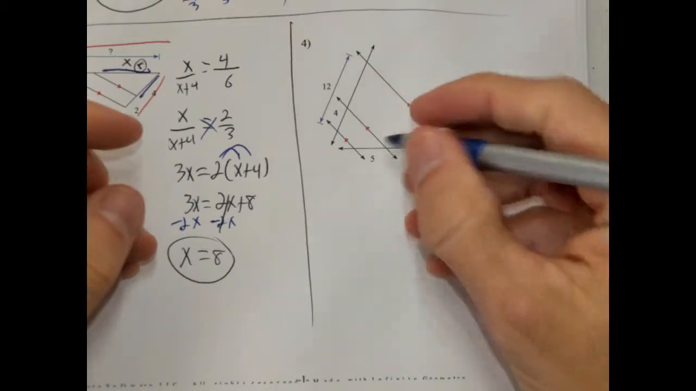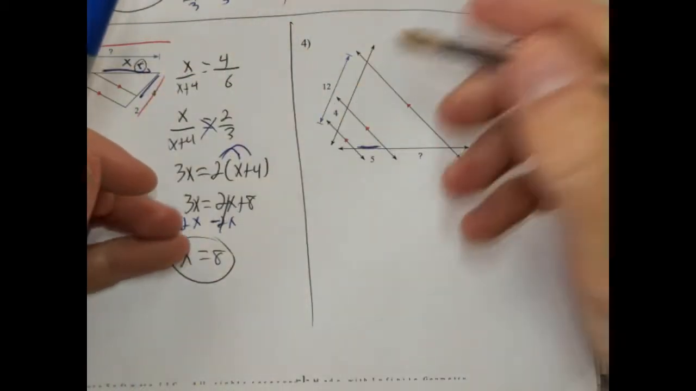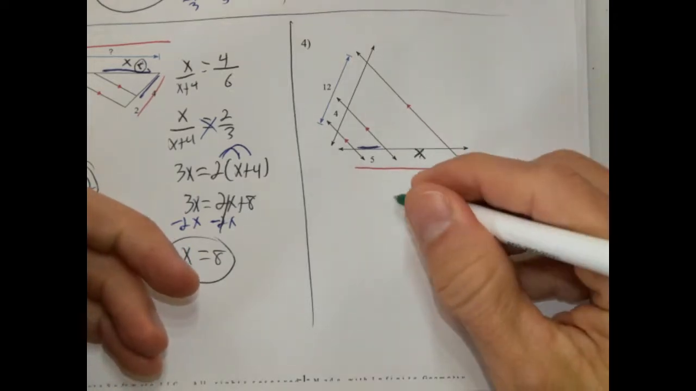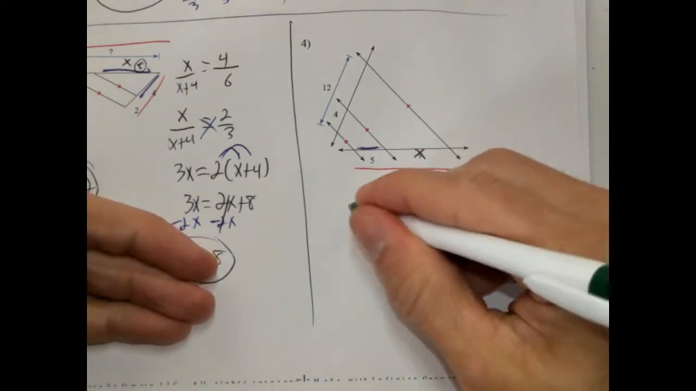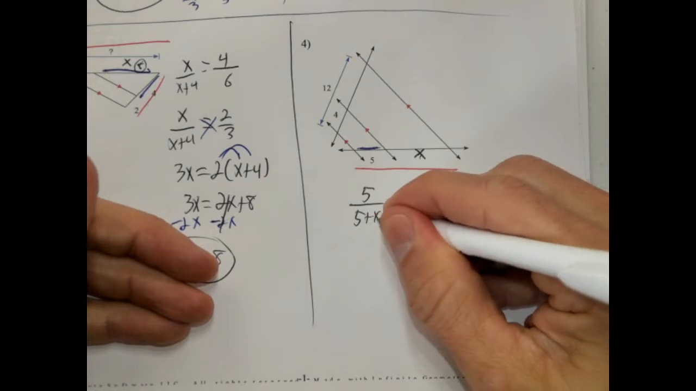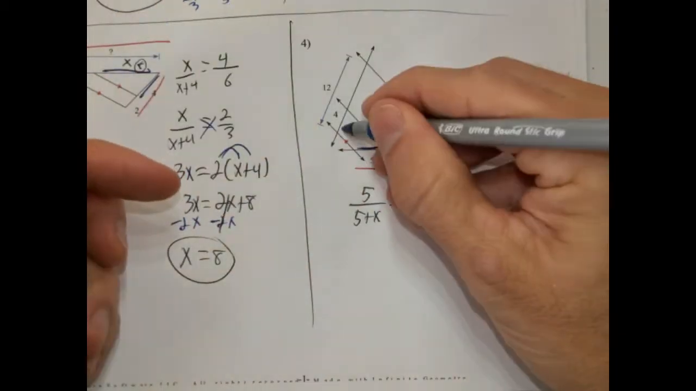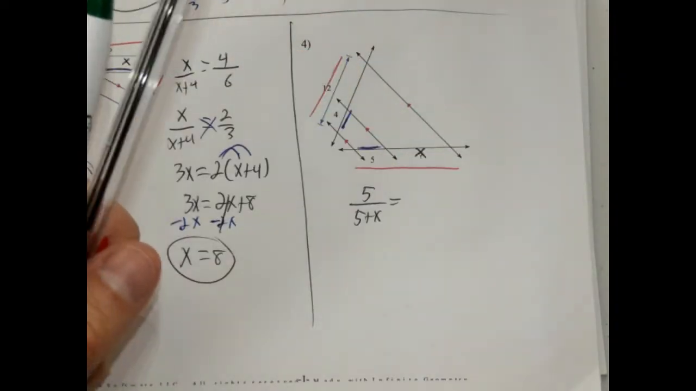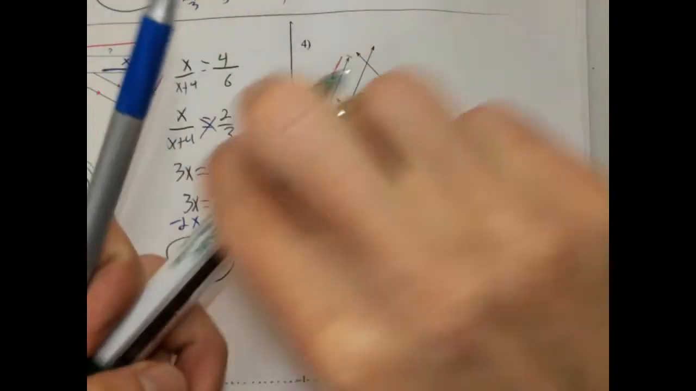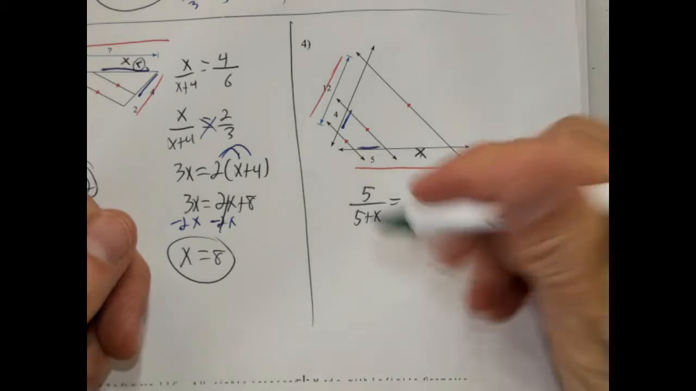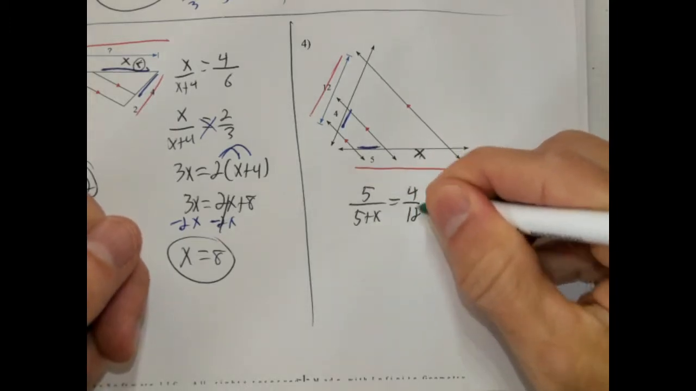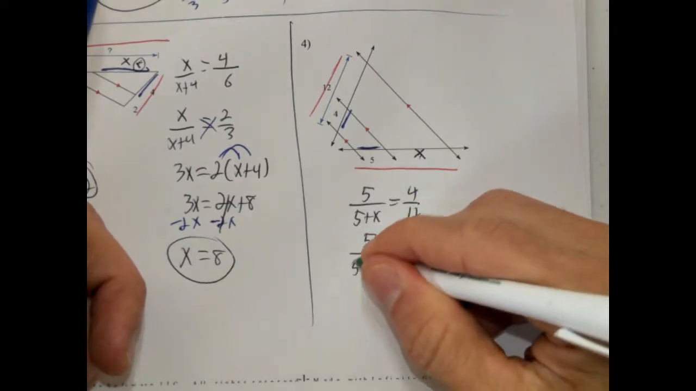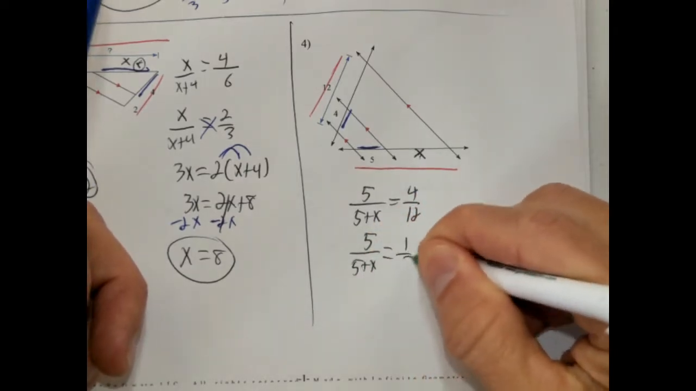Okay. Now here, this is like example 2 that we did before we started. So we're going to go with blue over red. We're going to call this x. So we're going to have 5 over 5 plus x equals, and then blue over red. So 4 over 12. I can simplify that to 1/3 because they're both divisible by 4.